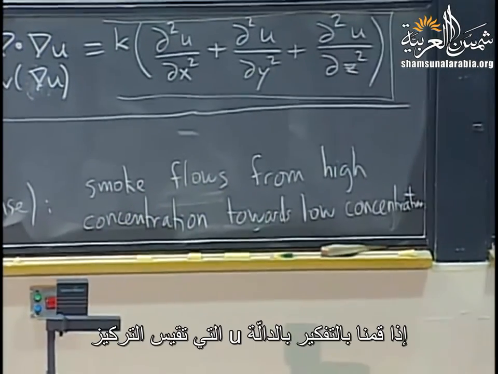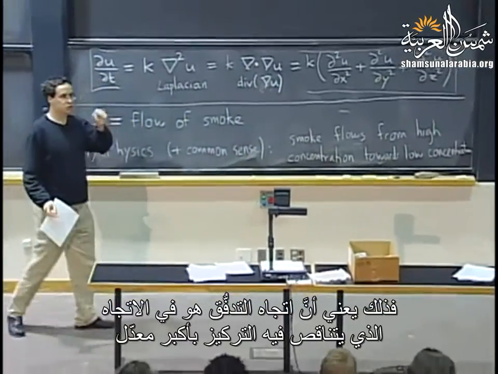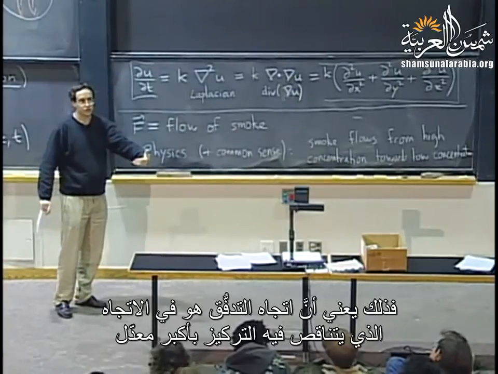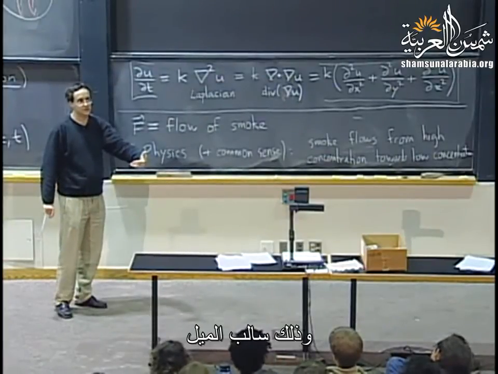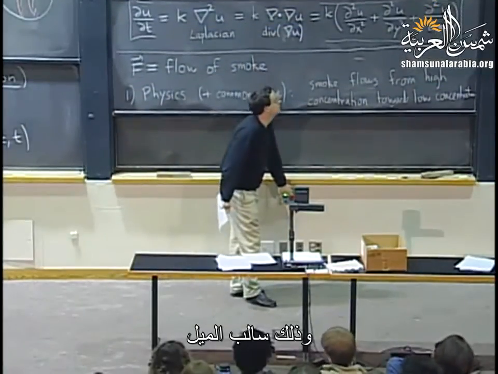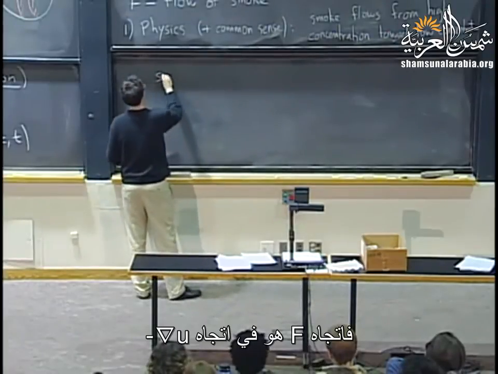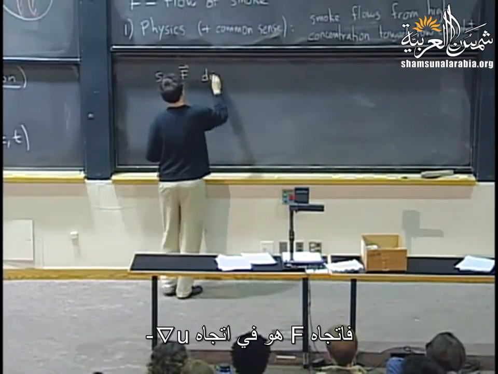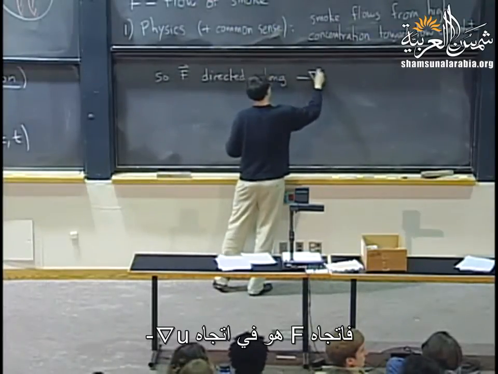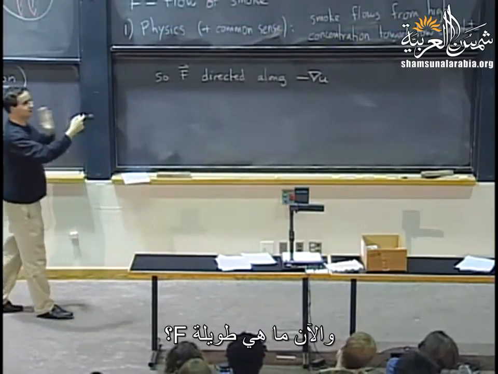Okay, so if we think of this function u that measures concentration, that means we are always going to go in the direction where the concentration decreases the fastest. Well, what's that? That's negative the gradient. So F is directed along minus gradient u.